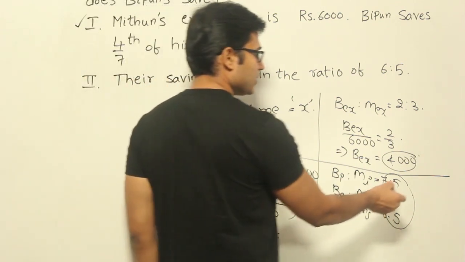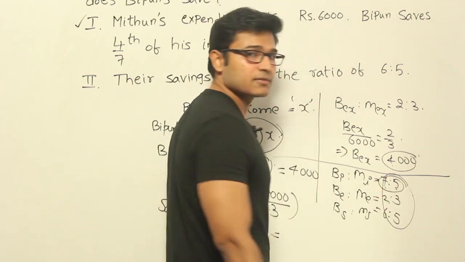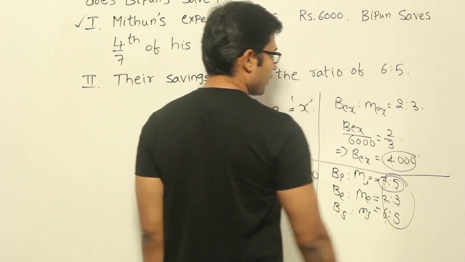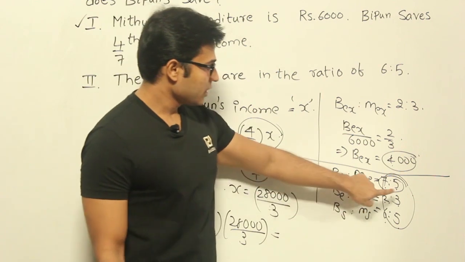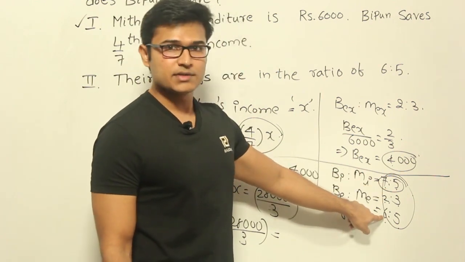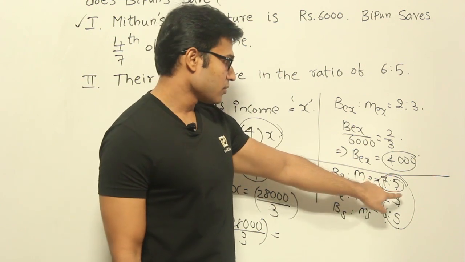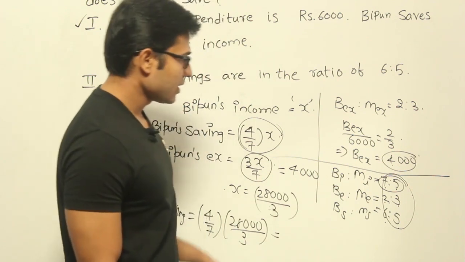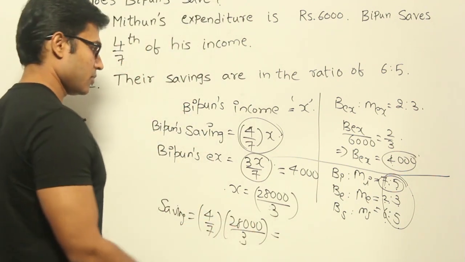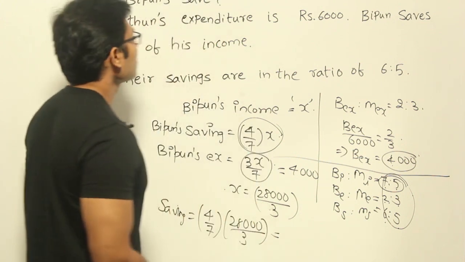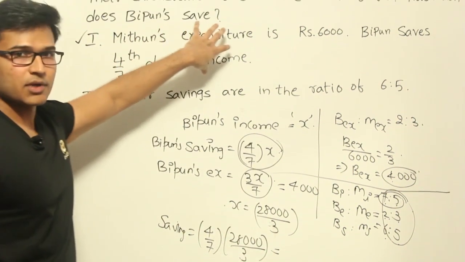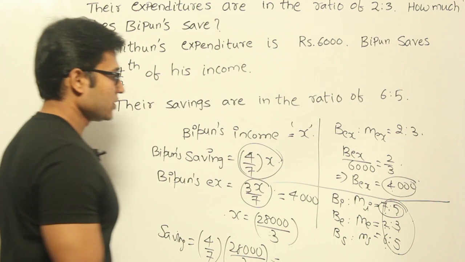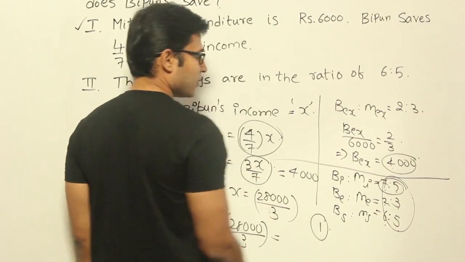How is that? If you assume that the incomes are 7x and 5x, the expenditures are 2y and 3y, and the savings are 6z and 5z, then you are going to get 7x minus 2y equal to 6z, that is one equation, and the other equation is 5x minus 3y equal to 5z. So we are going to have 2 equations and 3 variables, and you will not be able to solve anything there. Therefore you will not be able to get the savings of Bipin. Therefore, using only the information given in statement number 1, you will be able to answer the question, and using the information given in statement number 2, you will not be able to answer the question. So this question falls under option 1. Option 1 is the answer for this one.